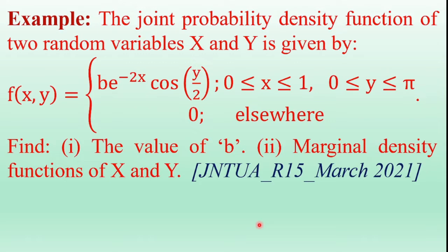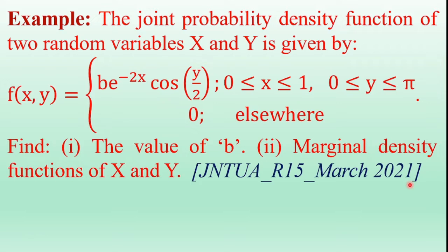In this video, I am going to discuss marginal density functions of x and y example. This is a previous examination question. The joint probability density function of two random variables capital X and capital Y is given by f of x comma y is equal to b e power minus 2x cos of y by 2 for x is equal to 0 to 1 and y is equal to 0 to pi, and f of x comma y is equal to 0 elsewhere. Find the value of b, and the second bit is marginal density functions of x and y.